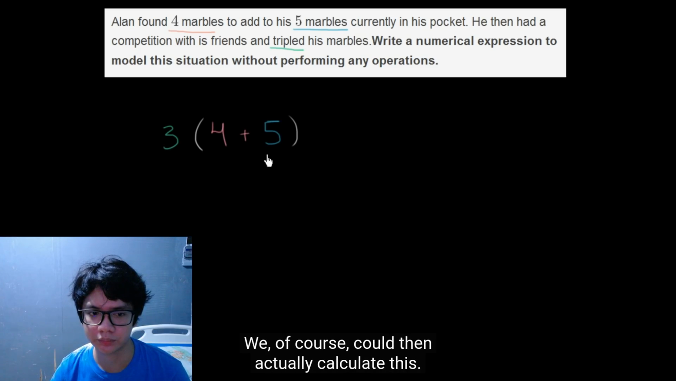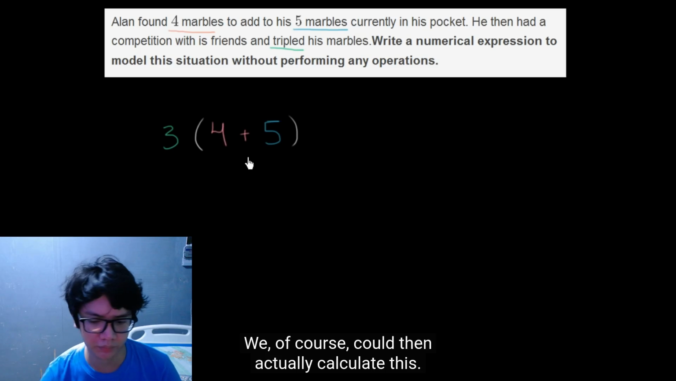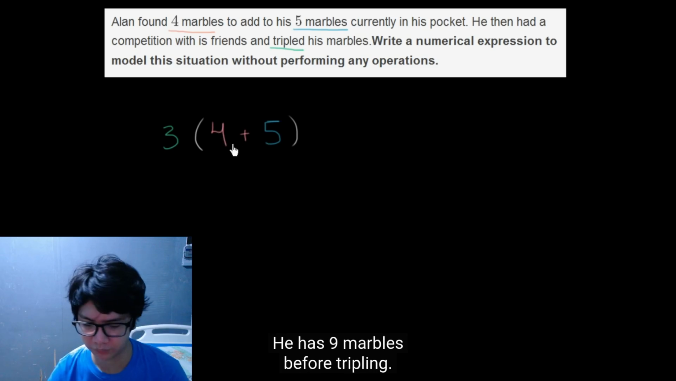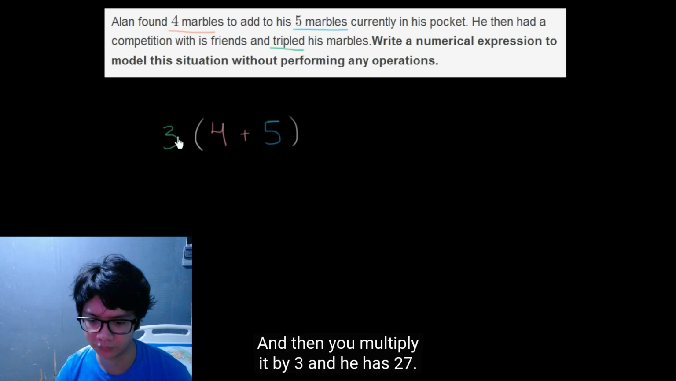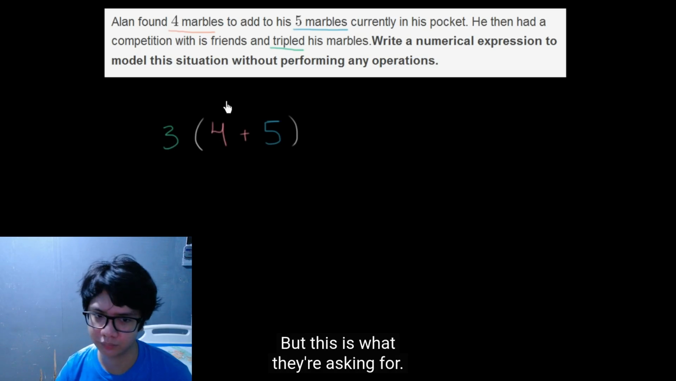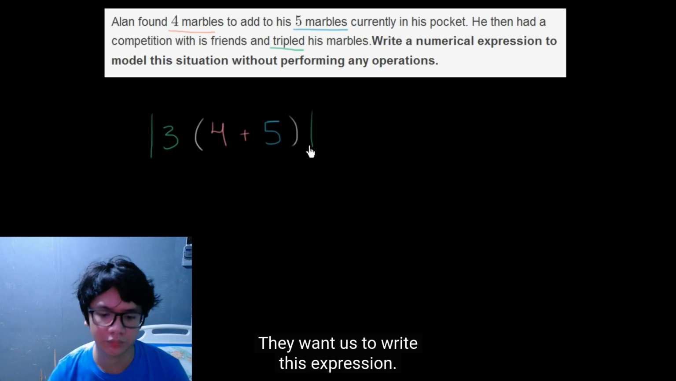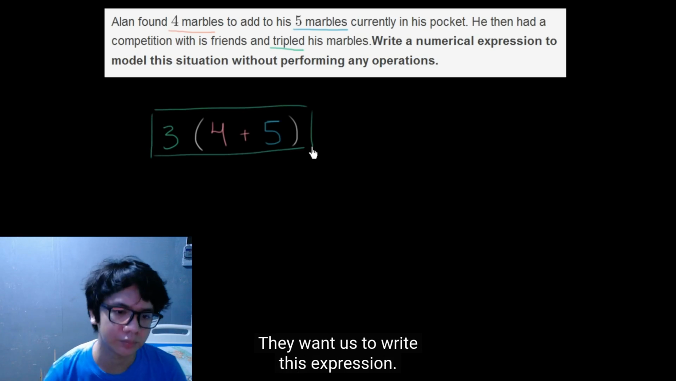We of course could then actually calculate this. He has 9 marbles before tripling, and then you multiply it by 3 and he has 27. But this is what they're asking for. They want us to write this expression.